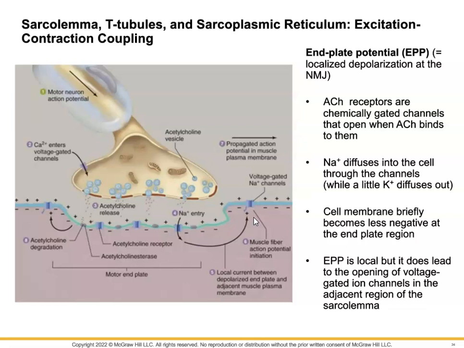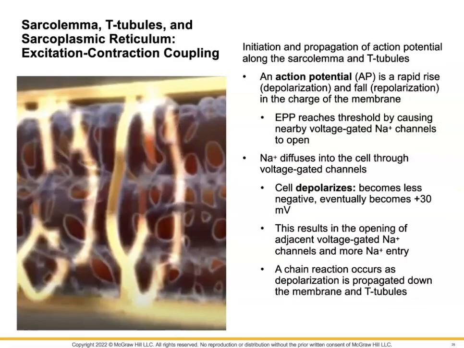Now remember, action potential leads to action. What's the action of a muscle cell? To contract. The end plate potential triggers an action potential that's propagated along the muscle cell membrane and the T-tubules, because remember, they're just part of the muscle cell membrane.